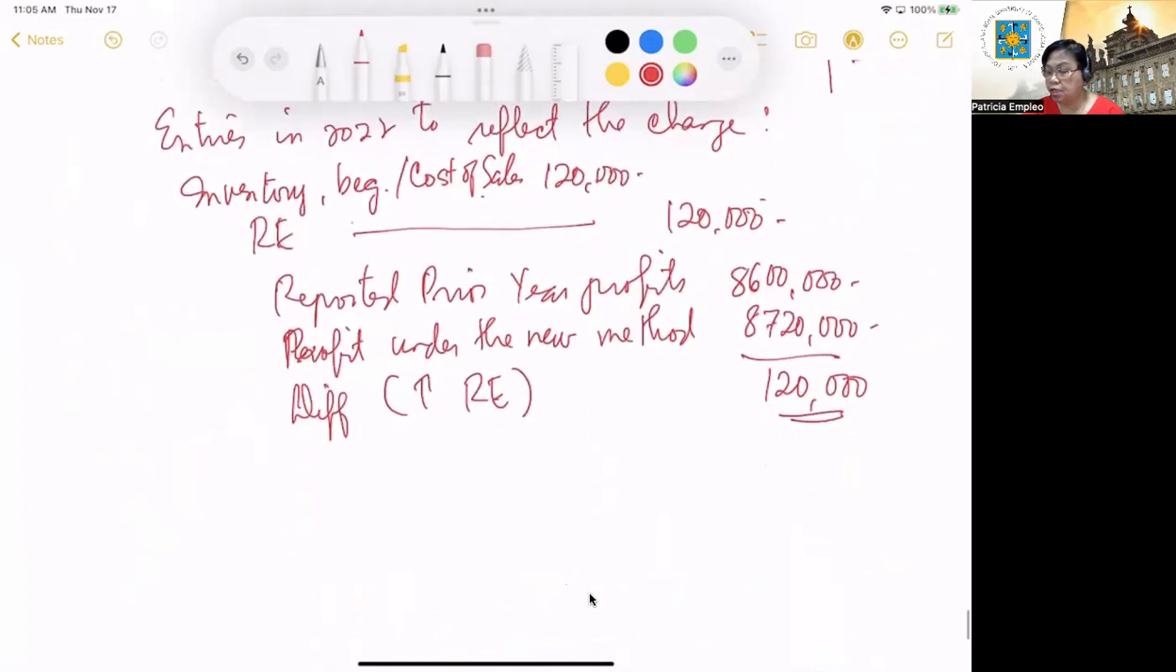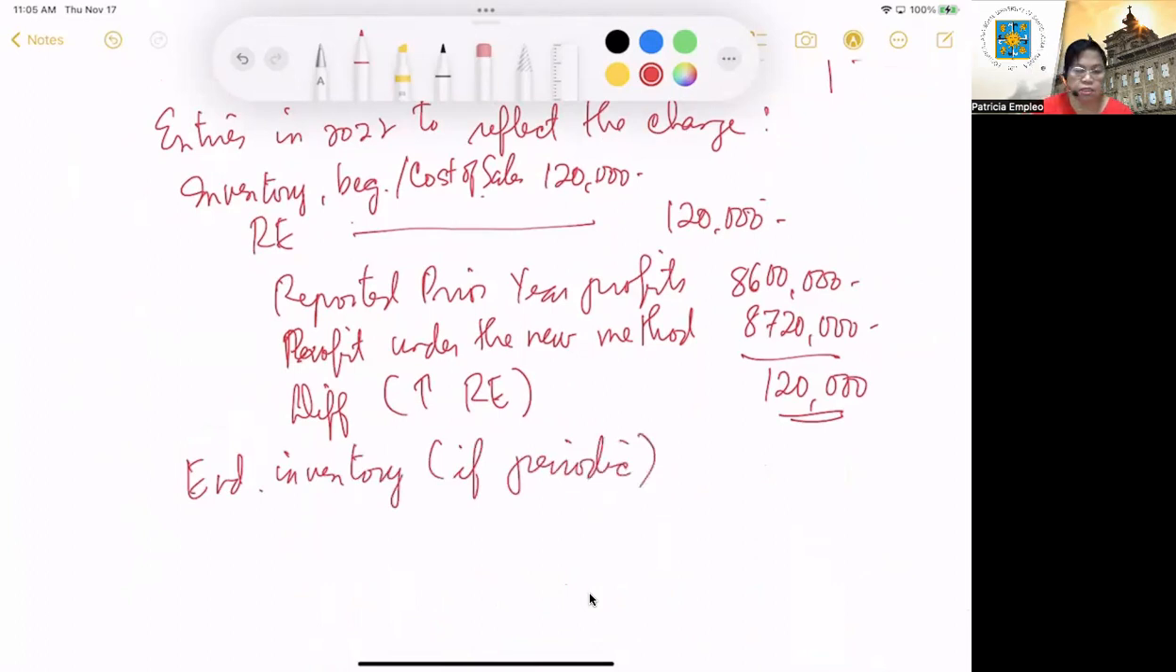But for your ending inventory, only if periodic, because for perpetual, there is no need for you to take up. All you need to do is to increase your inventory.